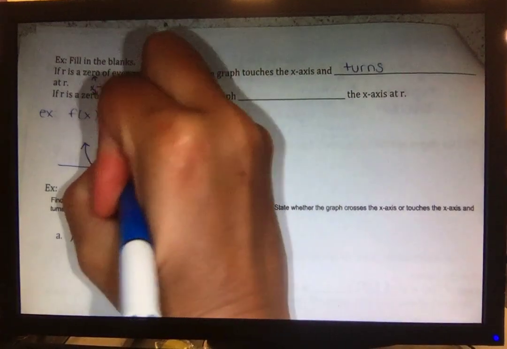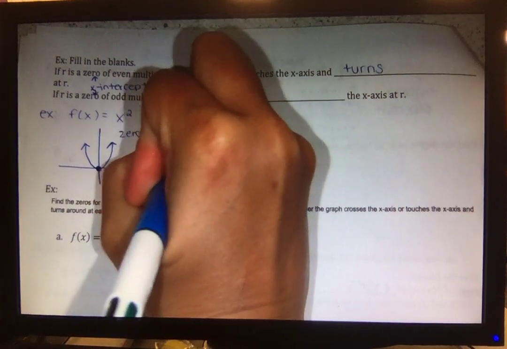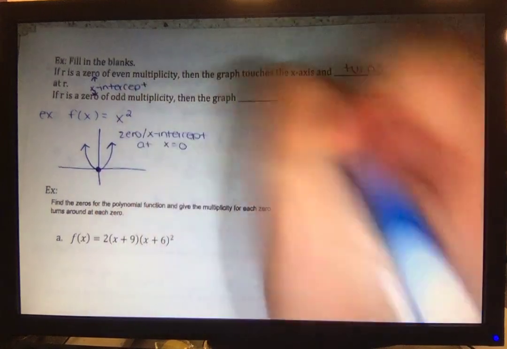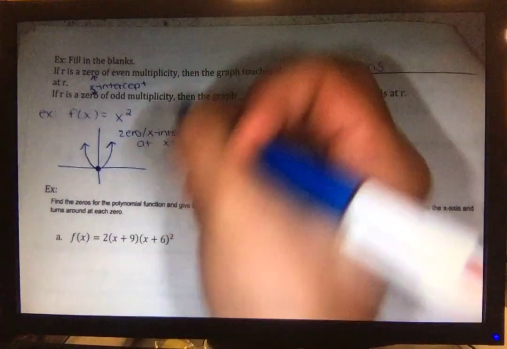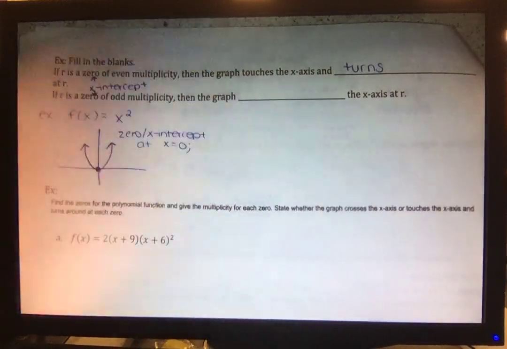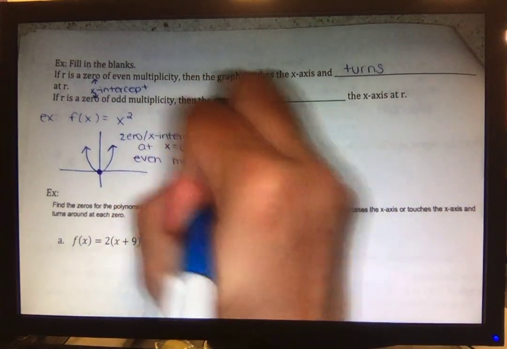So there's a 0. There's an x-intercept at x equals 0. And at that point, it touches and turns. So it's even multiplicity that occurs twice because of that exponent.